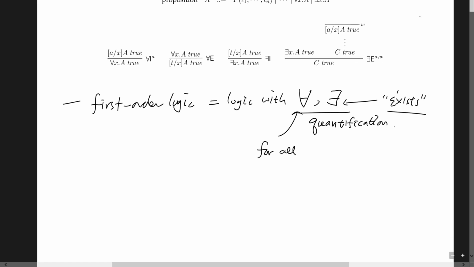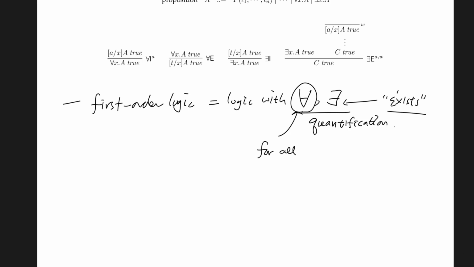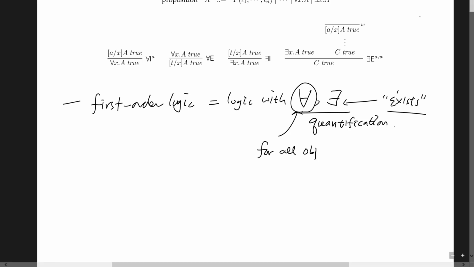So with this for all quantifier, now we can express a property like for all objects, some property p holds. Or with this existential quantifier, we can say there is some object such that p holds.